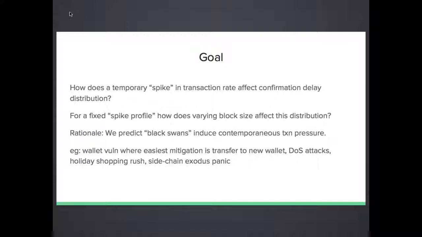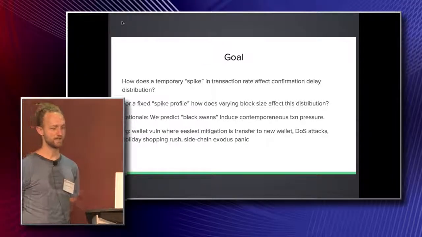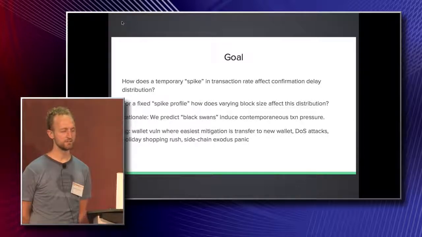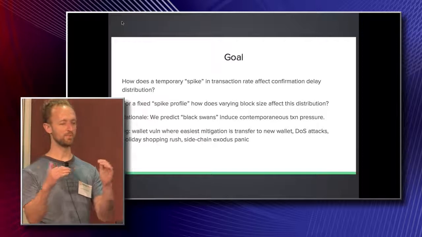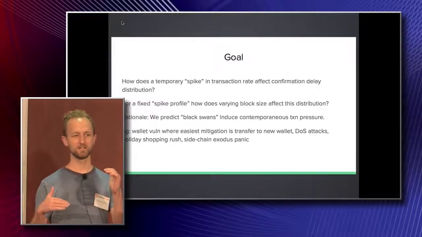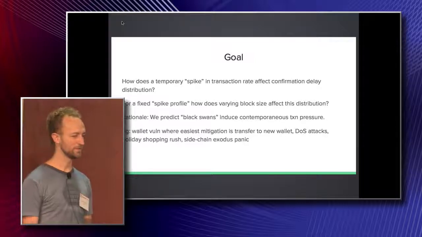So we wanted to answer two questions. How does a temporary spike in transaction rate affect confirmation delay distribution? And for a given spike shape, if we could magically change the block size, how would that affect the evolution of the system?